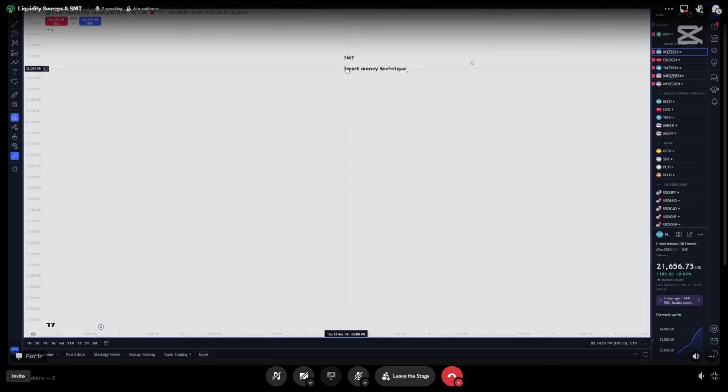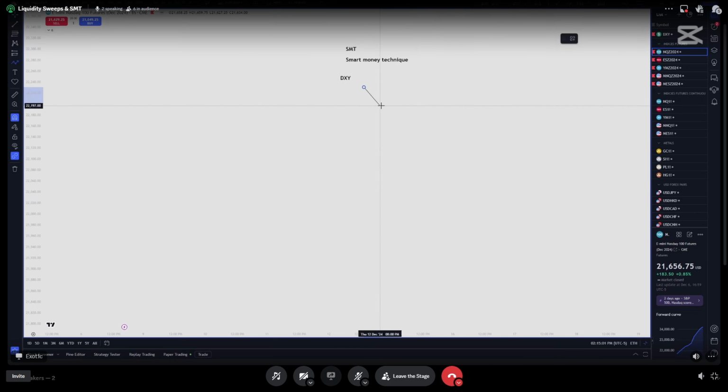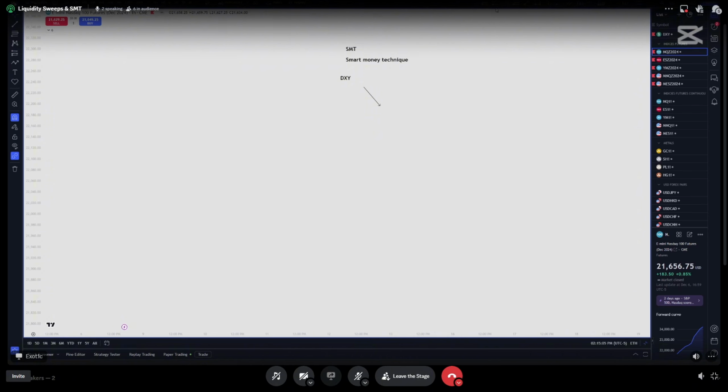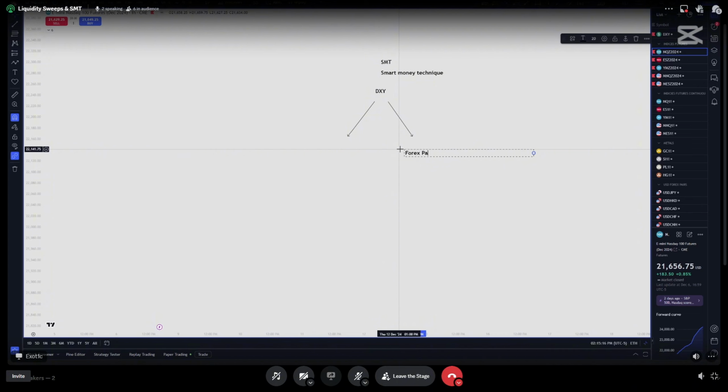Basically, you're going to have a whole bunch of indexes or a whole bunch of different pairs, with the center being DXY. And then DXY splits into two things here, right? Of course, we can go more deeply into bonds and stuff like that, but I'm not going to go into that. But we have DXY here, and then we have our Forex pairs, specifically USD, and then we'll have our indices.